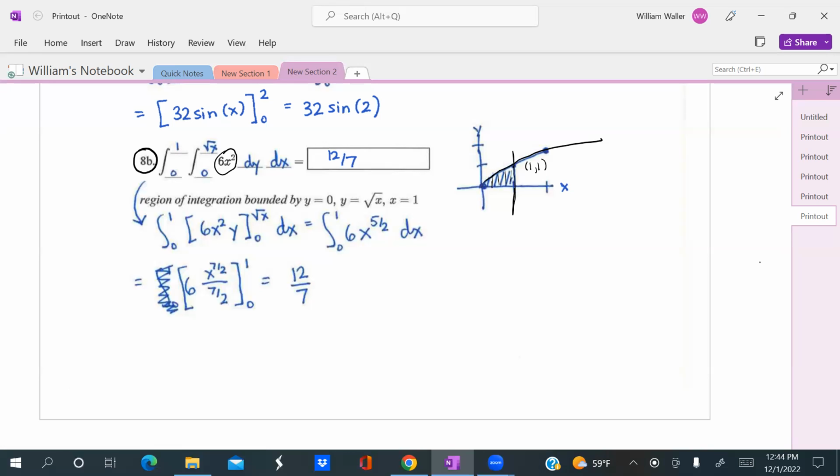Well, okay, so what are our limits on y? If we're going to use dy dx as the order of integration, y starts at 0, right?